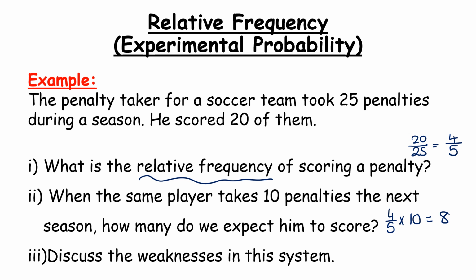So, for example, we were told here in this question that they took 25 penalties and scored 20 of them. Maybe it was a particularly good year. Maybe they were playing very well. Maybe that was a particularly poor season for them. Maybe they could do much better. So, we're basing our prediction for this year on last year, and they may not align.